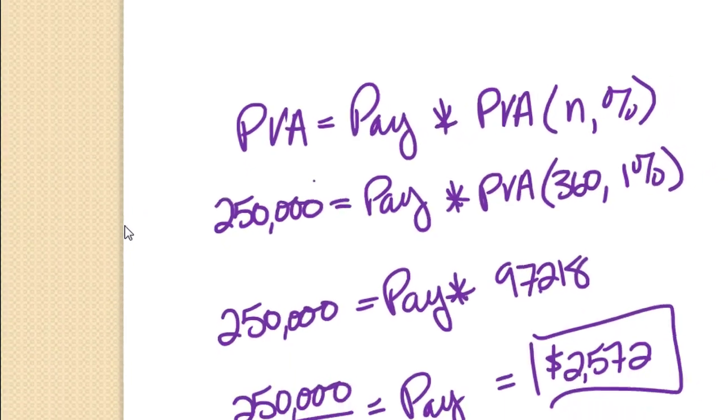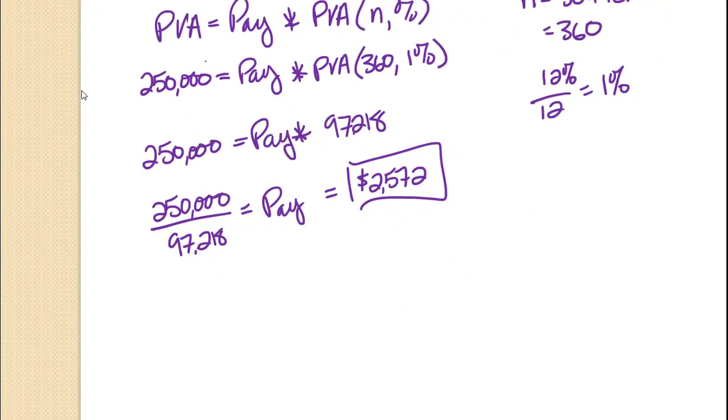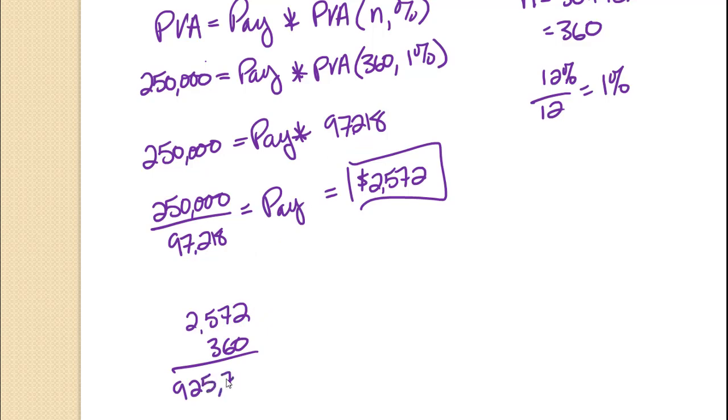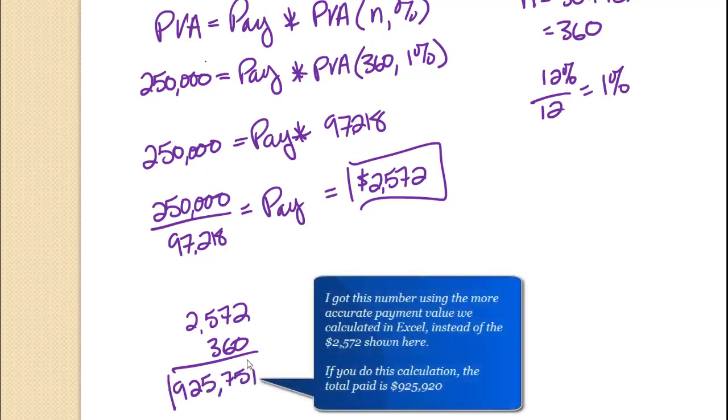Let's go back then and answer the last question here. And the last question is something that's really eye-opening for most people. That is, if this is my payment, how much am I going to pay for this house? Well, you're going to pay the $2,572 360 times. So overall, you will pay $925,751 for your $250,000 home.